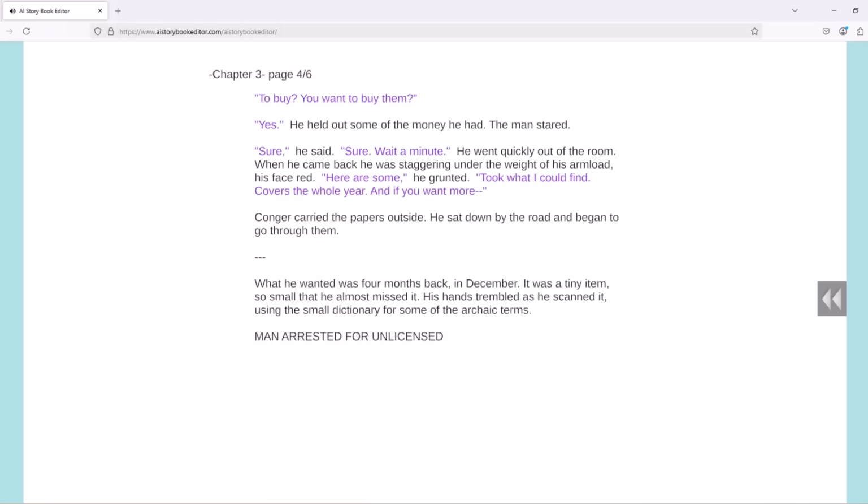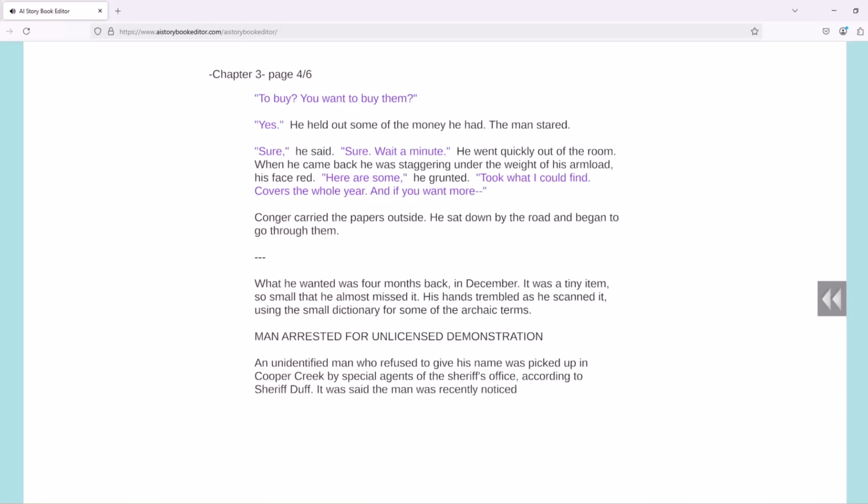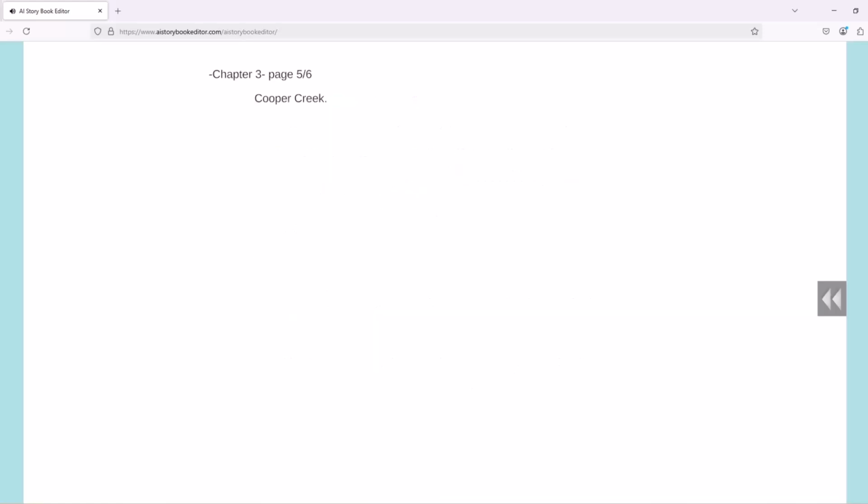Men arrested for unlicensed demonstration. An unidentified man, who refused to give his name, was picked up in Cooper Creek by special agents of the sheriff's office, according to Sheriff Duff. It was said the man was recently noticed in this area, and had been watched continually. Cooper Creek, December 1960.